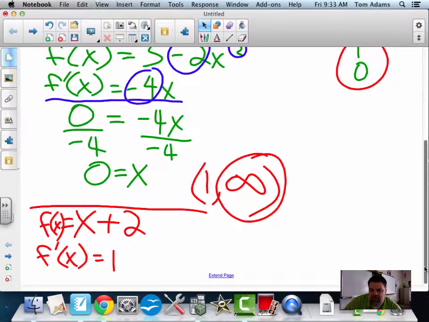They gave us some relative or local mins and maxes, and that occurred at x equals 1 and x equals 0. And those corresponding y values were 5 and 3. Does anybody have any questions?